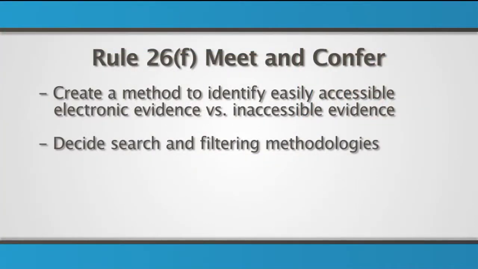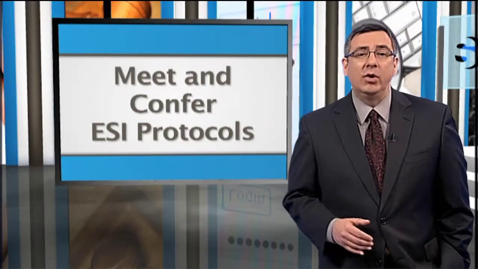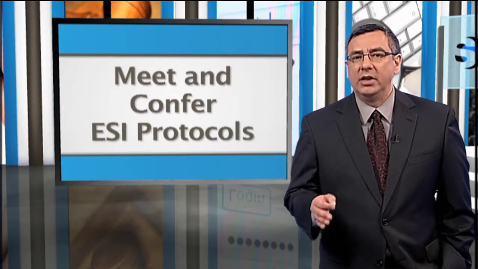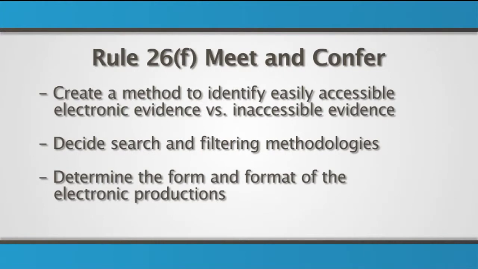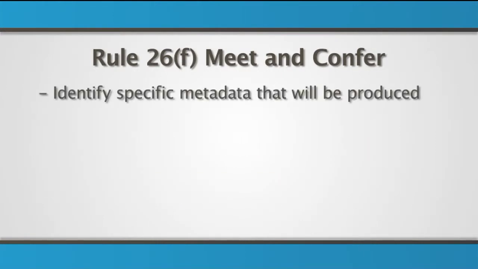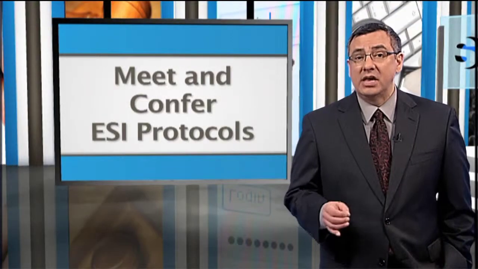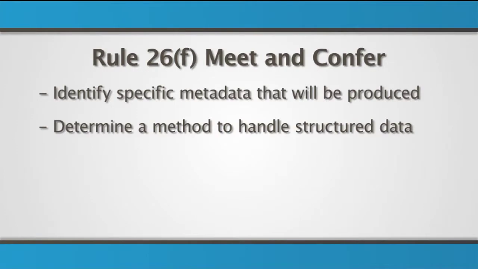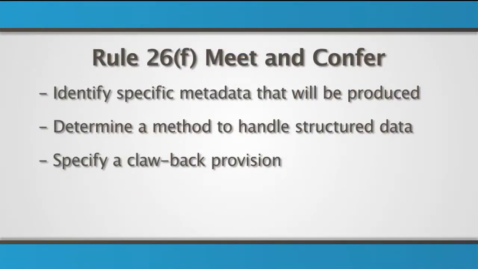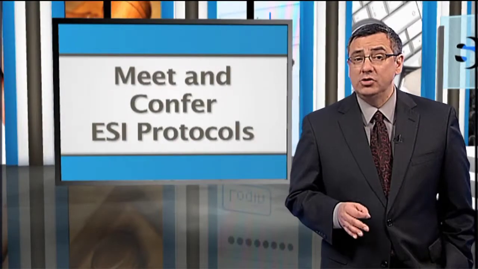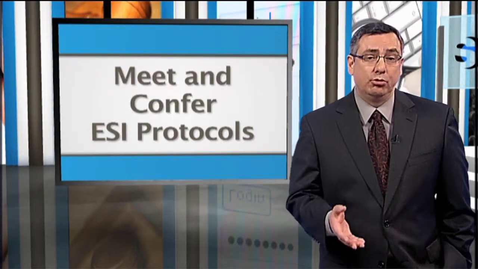Decide search and filtering methodologies, such as keywords and date ranges, to reasonably limit the amount of electronic evidence to be reviewed and produced. Determine the form and format for electronic productions. Finally, identify specific metadata fields, such as author and sent date, that will be produced. Determine a reasonable method to handle structured data, such as accounting databases, as well as specify a clawback provision in the event privileged or protected information is accidentally produced.